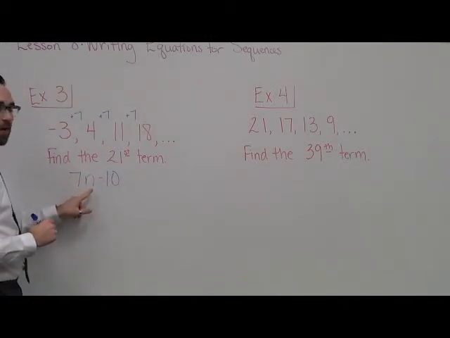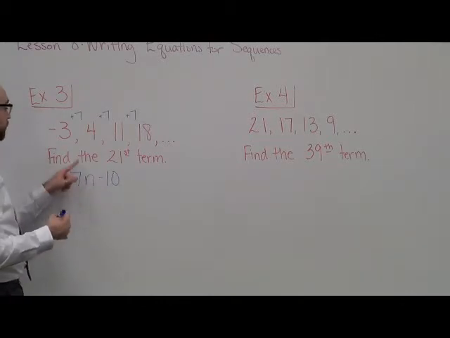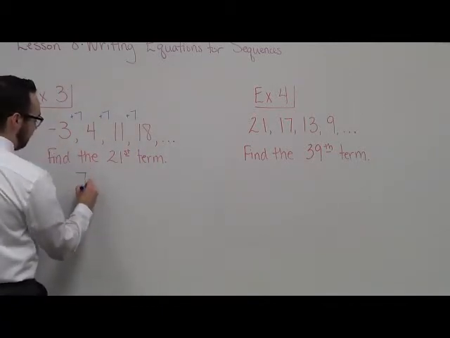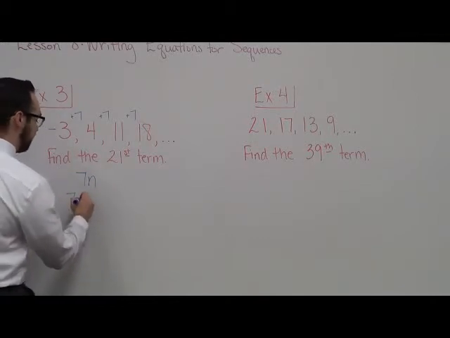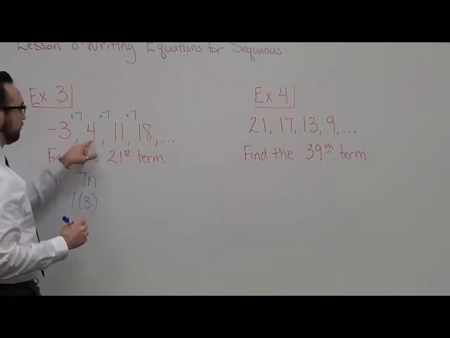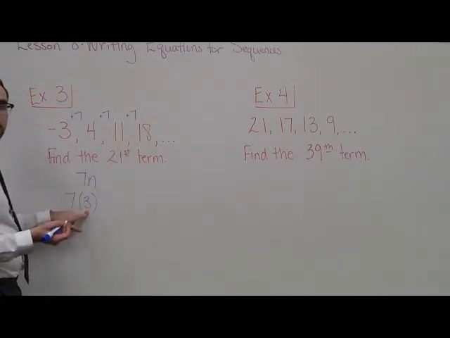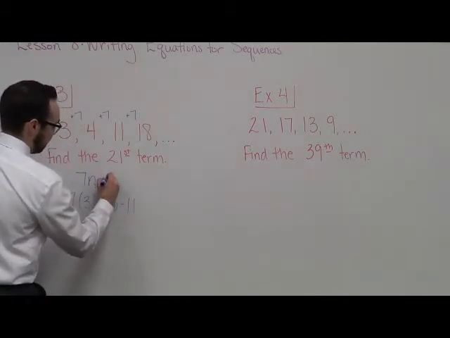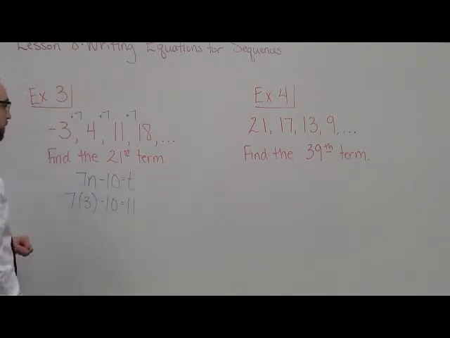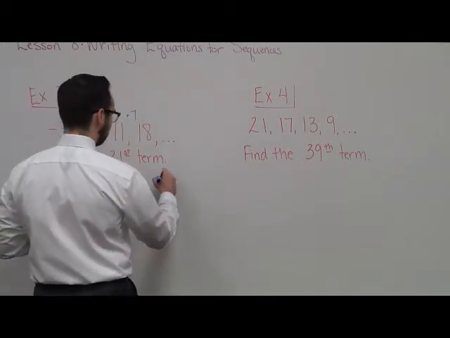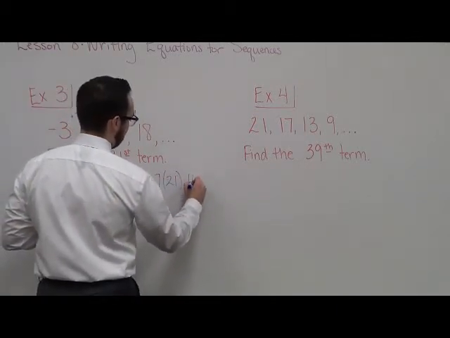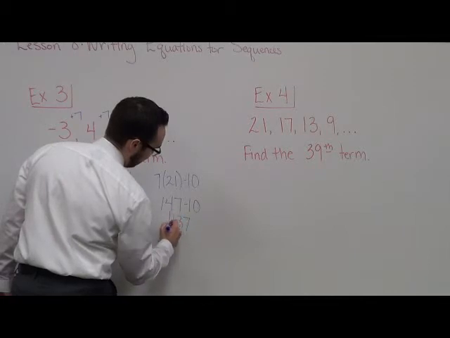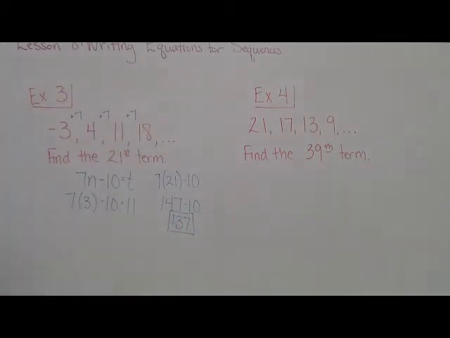Because remember, you're always going to plug in a 1, and if you plug in the 1, that's the first term, which means I should get this. If you'd rather check a different term, we still have that 7n, but let's say I wanted to check 7 times 3. That's my third term, which should be 11. 7 times 3 is 21. Well, 21 and 11 are 10 different, so I have to subtract 10 to get to 11. So then I know that I have to subtract 10 in my equation. To get the 21st term, we take 7 times 21 minus 10. This is going to give me 147 minus 10, which gives me 137 as that 21st term.